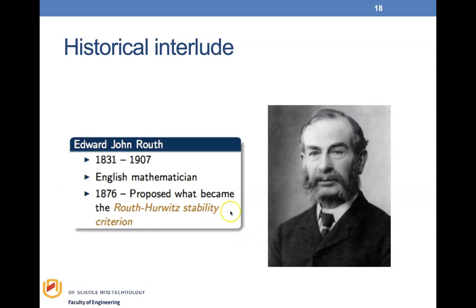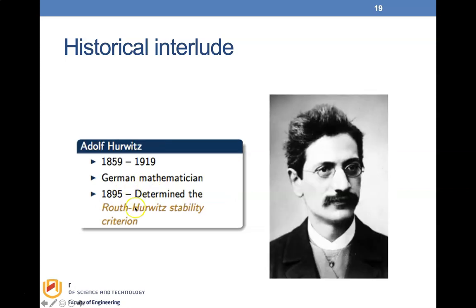So let's do a little bit of historical interlude. Edward John Routh in 1876 proposed what became the Routh-Hurwitz stability criterion. He's an English mathematician. And then in 1895, Adolf Hurwitz, who is a German mathematician, determined the Routh-Hurwitz stability criterion. And this stability criterion is what we're going to use in studying the stability of our control system.